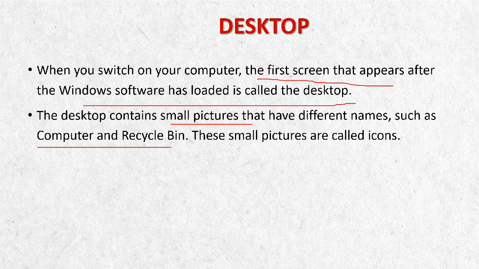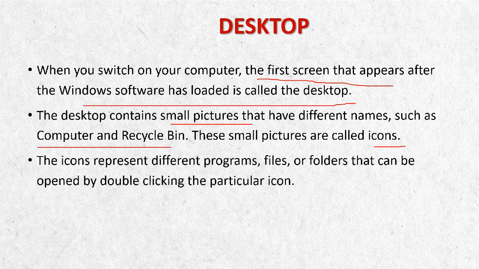Have you noticed this in your computer lab? When you work with your computer, you can see small pictures there, right? So these small pictures are called icons. These icons represent different programs, files or folders that can be opened by double clicking the particular icon. When you double click that icon, you can open that file or folder.